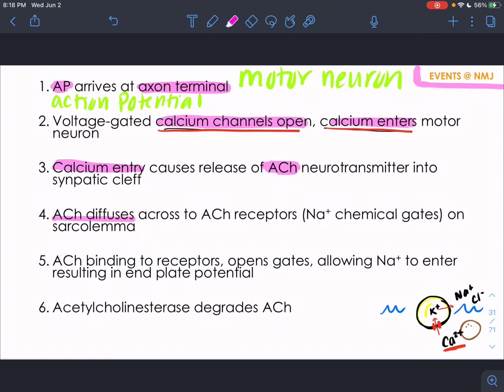Acetylcholine diffuses across the synapse and binds to acetylcholine receptors on the sarcolemma. Remember, the sarcolemma is on the muscle. It's the outside cell membrane of the muscle.